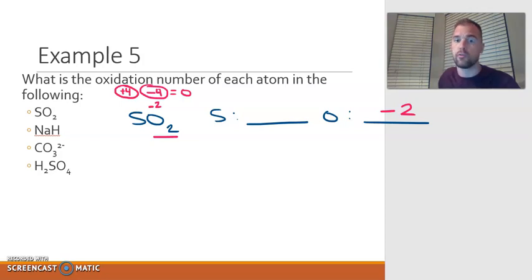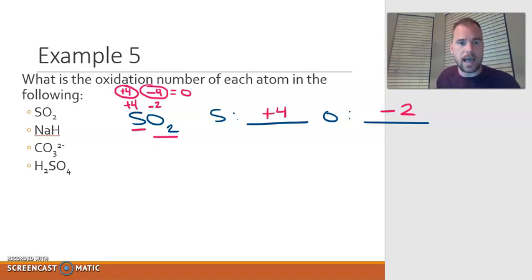Now that's the total for sulfur. We're asking what's the oxidation number for sulfur. So we have to think, okay, that +4 is divided up over how many sulfur atoms? Well, there's only one sulfur atom. So that +4 is divided up over just one sulfur. So that must mean the oxidation number for sulfur is actually positive 4. So that would be the answer there.